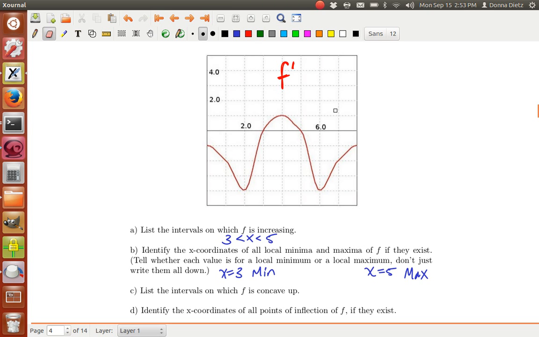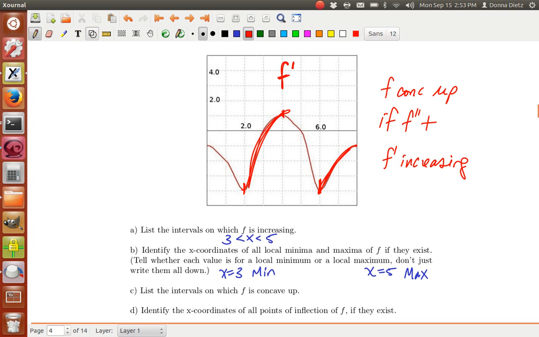List the intervals on which f is concave up. f is concave up if f double prime is positive. Well, this is already f prime, so, or if f prime is increasing. Okay, so if the derivative is positive, right? So f prime is increasing over here and over here. So this is x from 2 to 4 and x from 6 to 8. There you go.